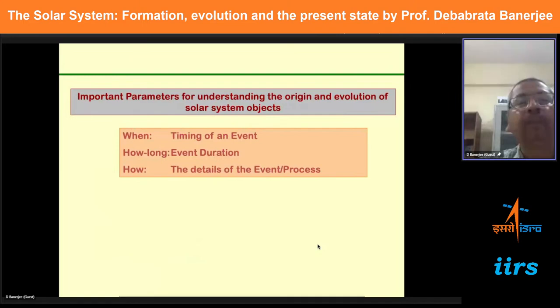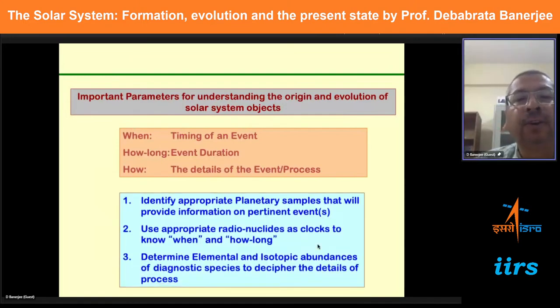So these are important parameters for studying. Now I will highlight the method of how one can tell the relative timing of an event in the early solar system. This is based on identifying the proper planetary sample, which should not have been reprocessed. And then you need to use appropriate radionuclides. This depends on the half-life.